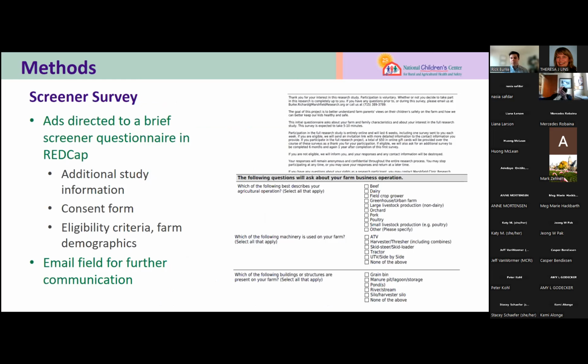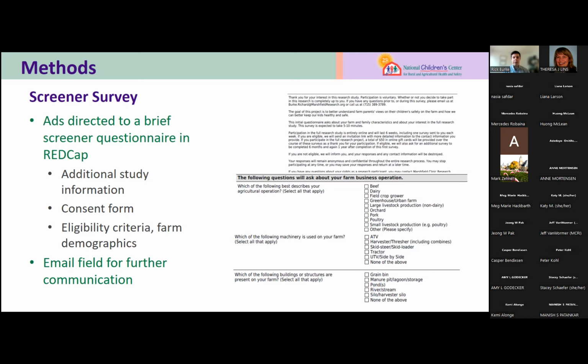And then after we had posted the ads and everything, I'll show you shortly what those looked like. Those linked to a quick screener survey where we would provide the additional study information and the informed consent form. And then we would record their eligibility criteria. So if they were parents, any children, what ages they were, as well as some farm demographics, which proved very helpful later on in terms of identifying some sham and spam responses. And then we collected an email field for further communication. But whichever is easiest for your study, you can also collect a phone number, a study web page, or an account of some sort in any online portal that you have. Really, the opportunities there are endless.